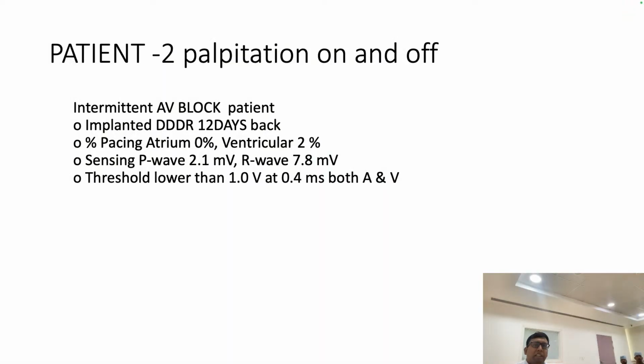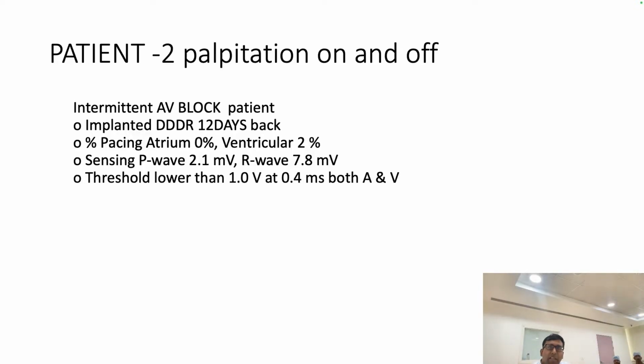Last time we discussed a case. This is case number 2. The patient came with palpitation on and off. The diagnosis is intermittent AV block. Implanted DDDR pacemaker 12 days back. Percentage of pacing: atrium 0, ventricle 2%. The sensing P wave is 2.1, R wave is 7.8, threshold lower than 1.4 for both A and V.